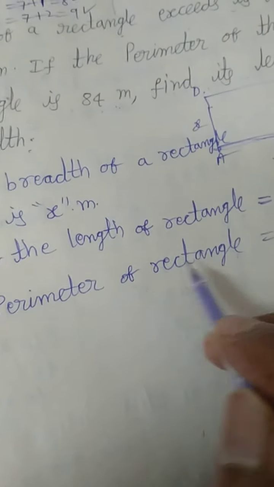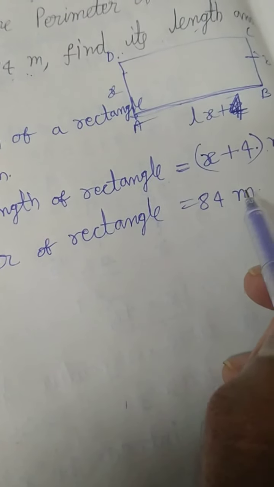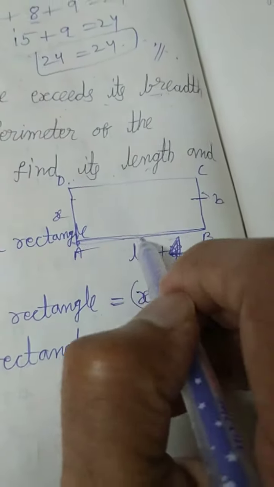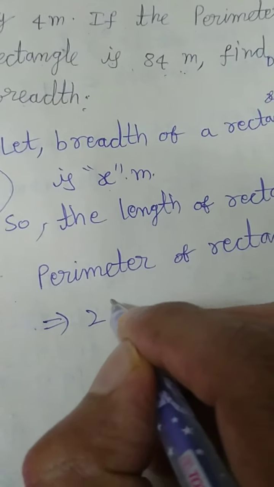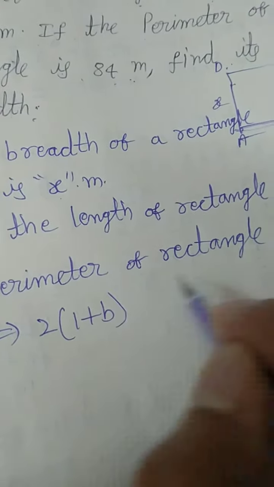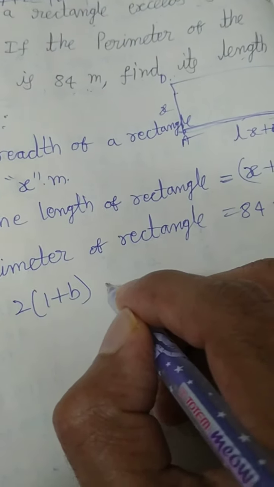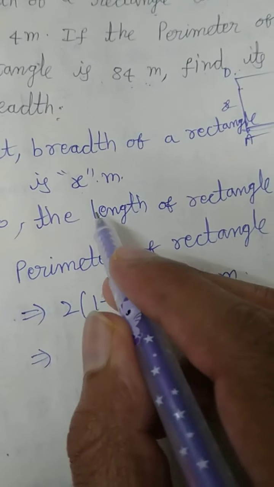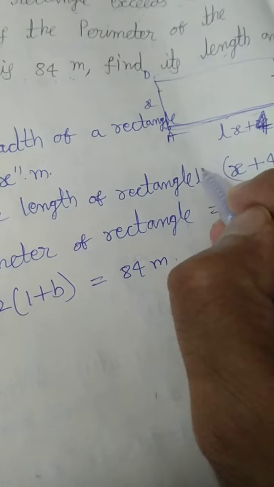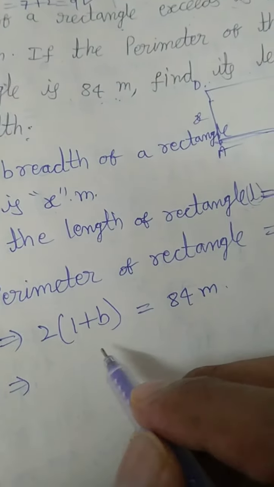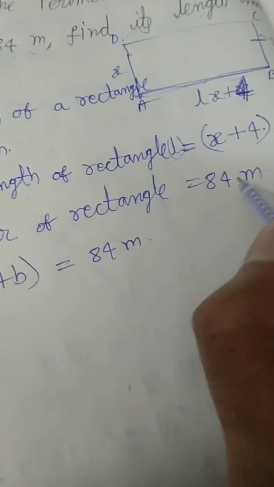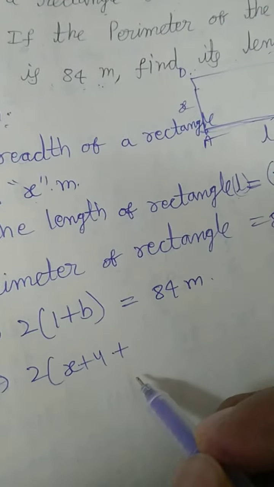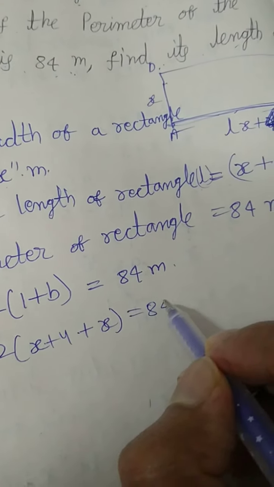He has given that the perimeter of the rectangle is 84 meters. So what is the perimeter formula? There are 2 lengths and 2 breadths, so that is 2 into (L plus B). I already said this in the previous live class. So 2 into (L plus B) equals 84 meters. Here we have to substitute L and B. The length of the rectangle is L and the breadth is B. So 2 into (x plus 4 plus x) equals 84 meters, with length x plus 4 and breadth x.